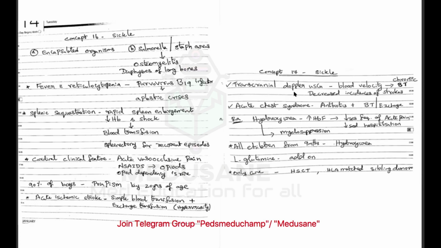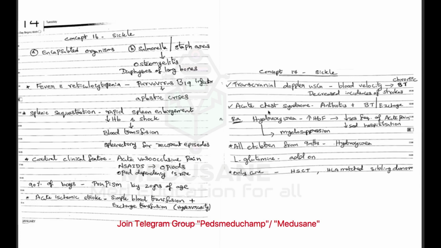And one MCQ, if they ask you how to reduce the incidence of stroke, is there any screening test? So remember, transcranial Doppler ultrasonography. Transcranial Doppler ultrasonography is going to find out the blood velocity. Whenever there is some obstruction, minor obstruction, the blood velocity is going to increase. So whenever you are doing the transcranial Doppler ultrasonography and you find blood velocity is increased, immediately you have to give blood transfusion again and again. So chronic blood transfusion is going to reduce the incidence of strokes.